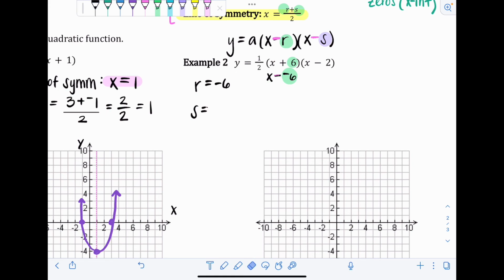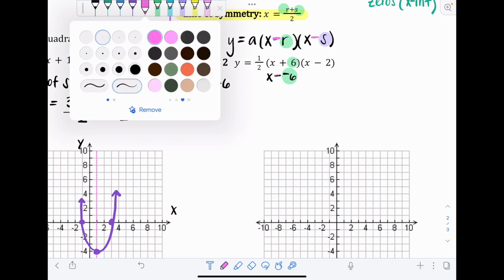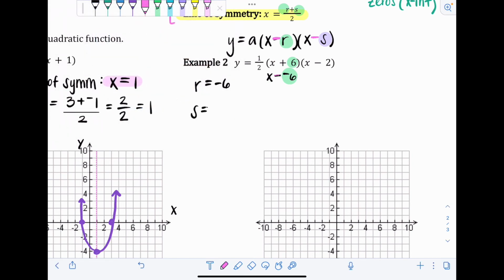And then for S, we can see, okay, this x matches this x, the minus matches this minus, so that must mean that S equals just +2. So it's just the opposite of what it looks like it should be. So in this case, we had an x plus 6, it ended up being -6. Here we had an x minus 2, S was +2.